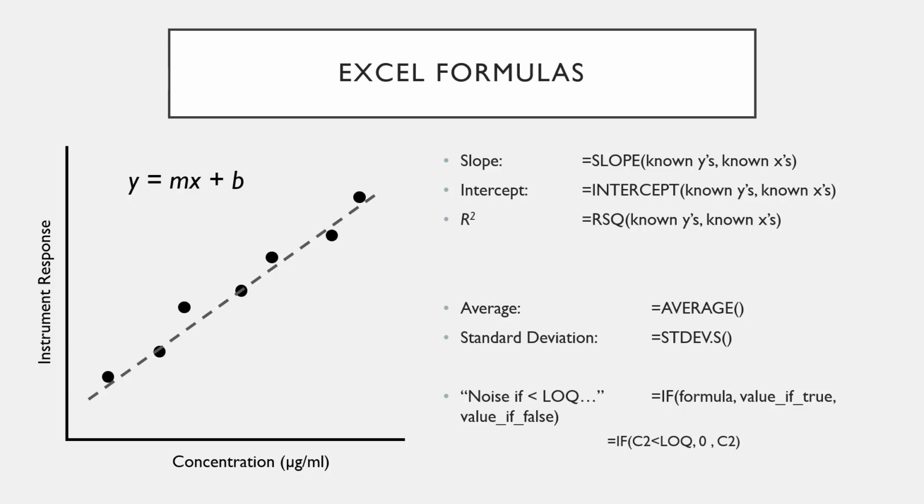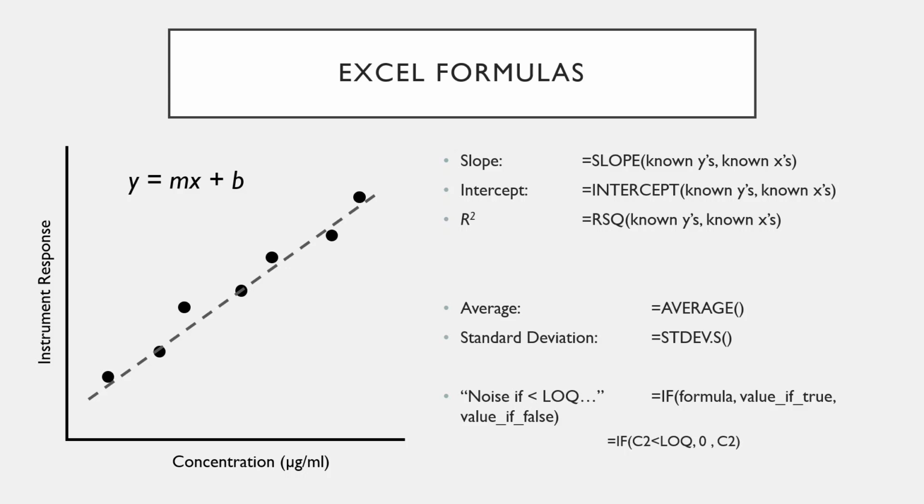It's not formatted properly. Better to just have a formula that can output the slope, the intercept, and the R squared value. So I put those formulas here. They're pretty intuitive. The slope equation is equals SLOPE. And then you highlight all your Y values for your concentrations. Remember, don't include the blanks in here, along with the corresponding known X's. You do the same thing for INTERCEPT, and your coefficient of determination, aka the R squared, is RSQ. And again, known Y's, known X's.